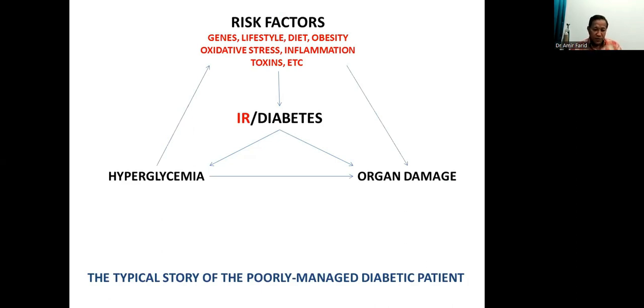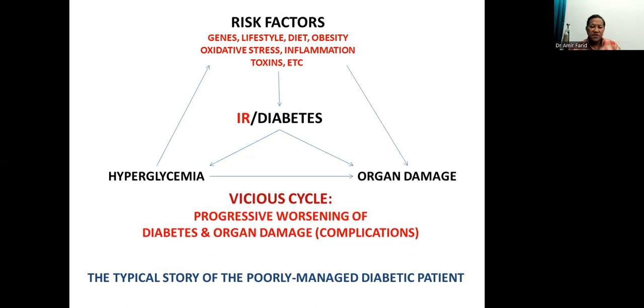So this is a typical story of the poorly controlled diabetic patient, that it goes around in a circle. It is a vicious cycle of progressive worsening of diabetes and organ damage and complications. Unfortunately, much of the therapies given by the doctors, right, does not concentrate on reversing insulin resistance, but just concentrates on reversing hyperglycemia directly.